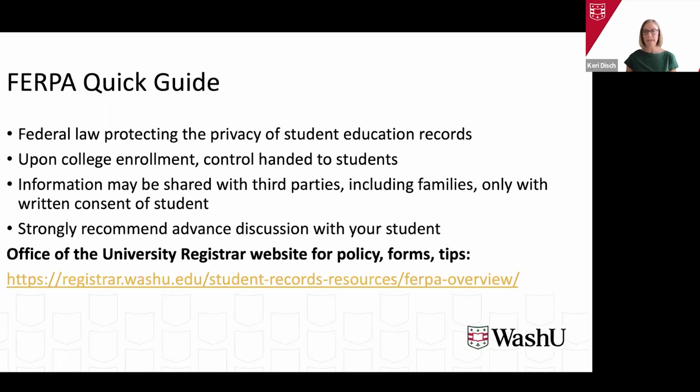But upon enrollment in college, control is handed over to your student, and they are in charge of how information may be released outside of the university. Specifically, in most circumstances, students' written consent is required in order for information to be released. FERPA has some nuances and complexities, of course, as a federal law, but this is the most important takeaway here. Your student is in control of their own records. Students' age or financial support status is not relevant.